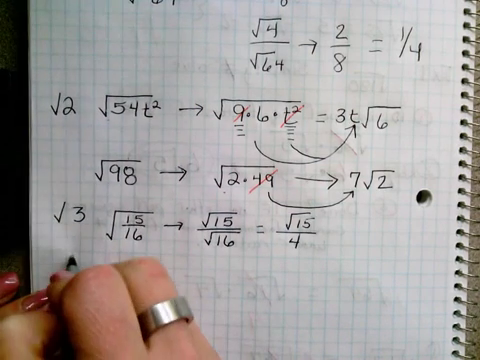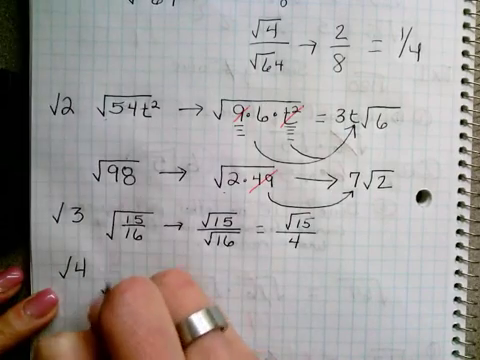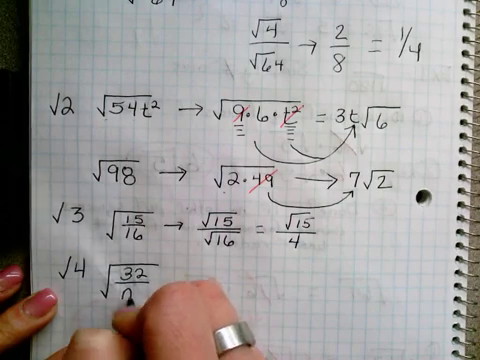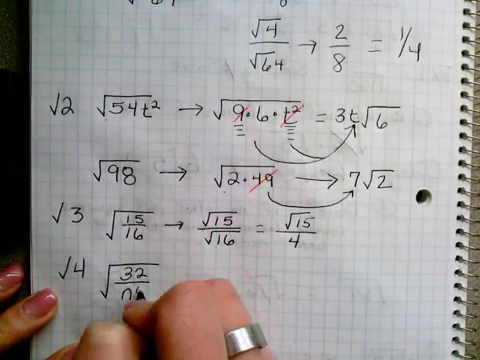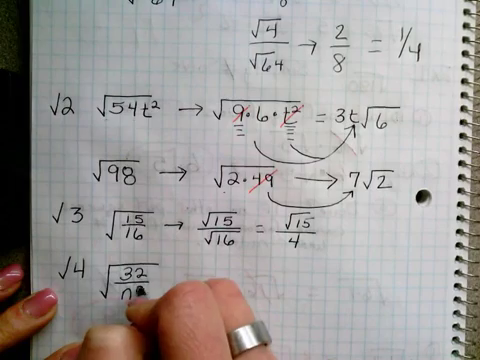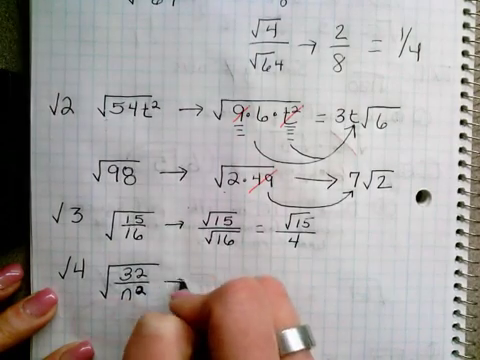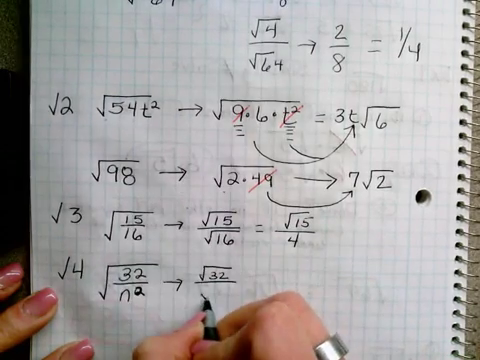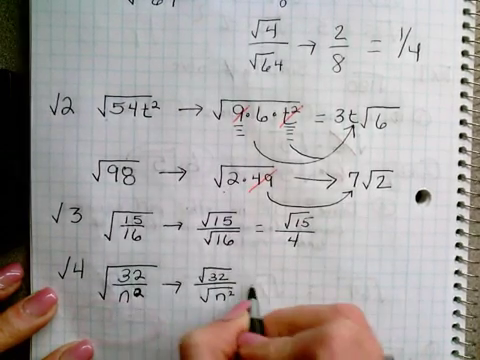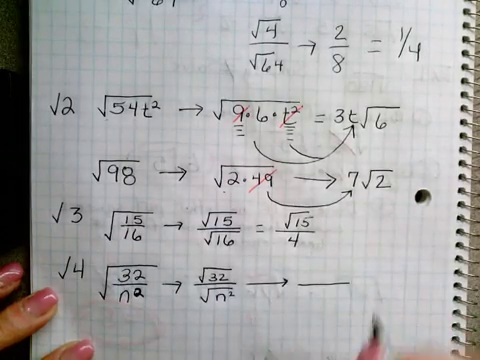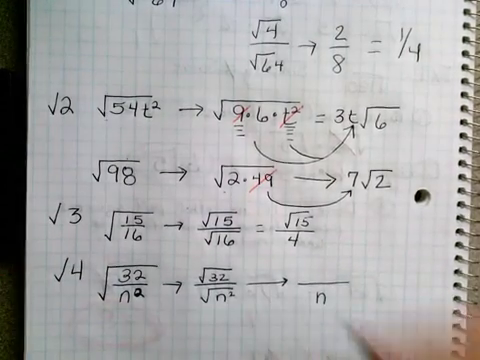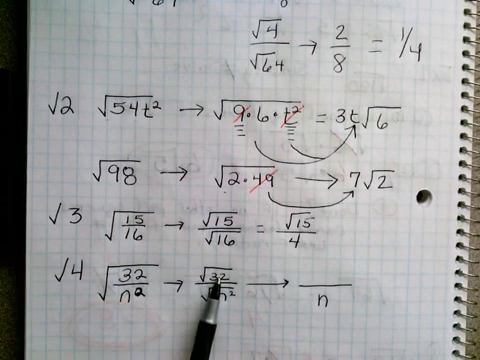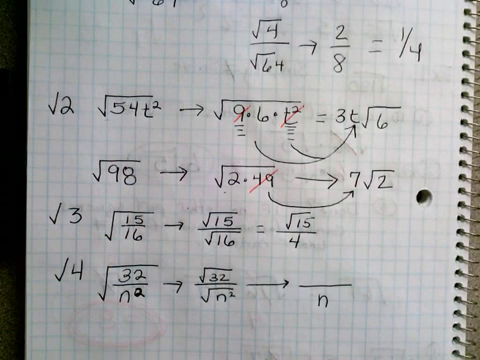All right, checkpoint 4. Radical 32 over n squared. Break it up. Radical 32 is not a perfect square. N squared is, though, isn't it? Anybody know what the square root of n squared is? Good. Well, you know what? Let me finish this first. Perfect square factors of 32.